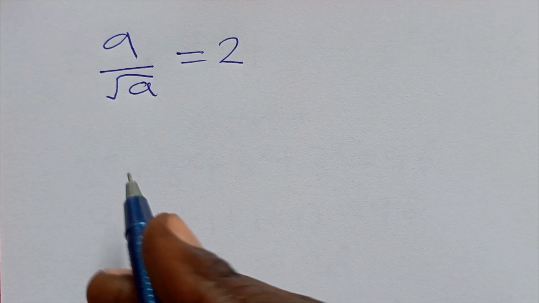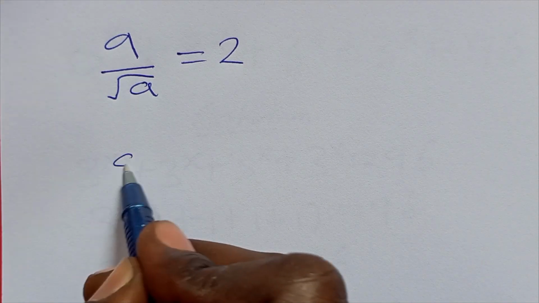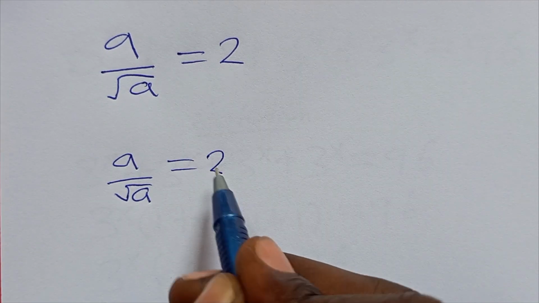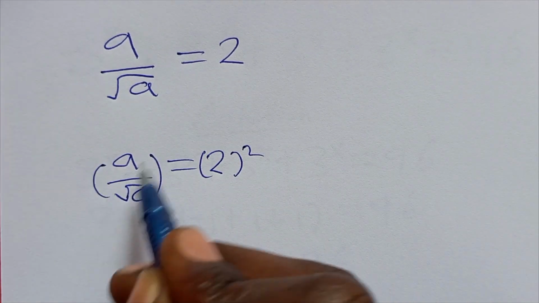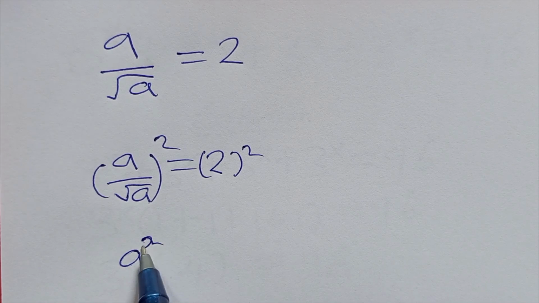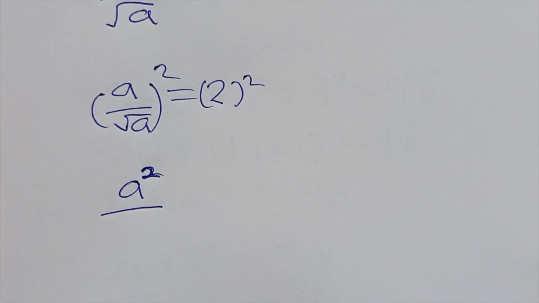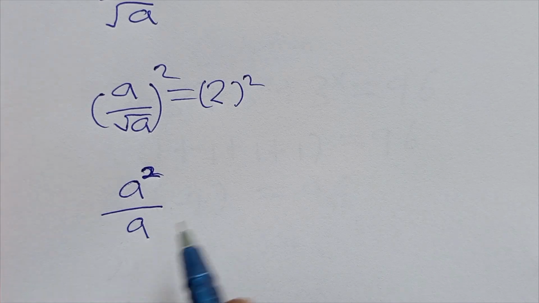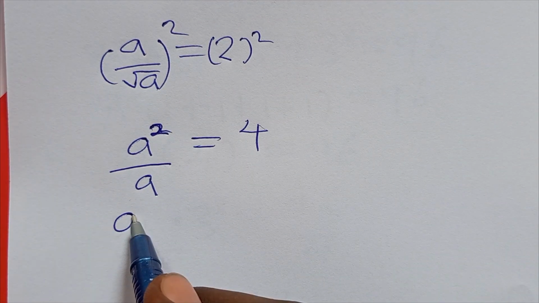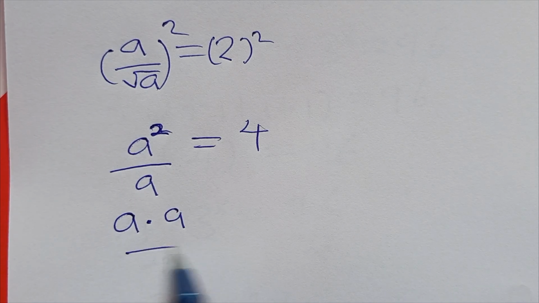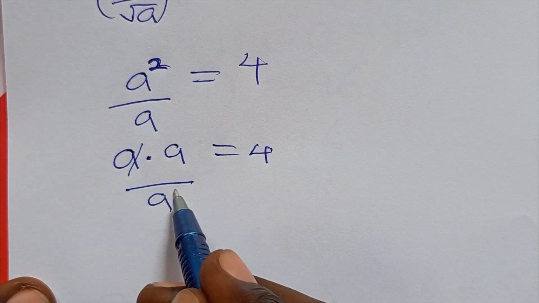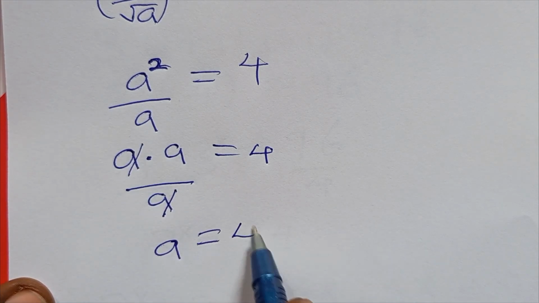Let's try another method, which is this. So firstly, you can decide to write a over root a equal to 2, and directly just square both sides. To square both sides, we're going to be having a squared over the square of root a, which is a, equals 2 squared, which is 4. And if we have a squared, it is the same thing as a times a over a equals 4. Of course, a can divide a, and we have a equals 4.